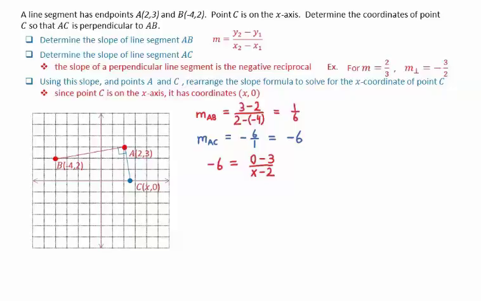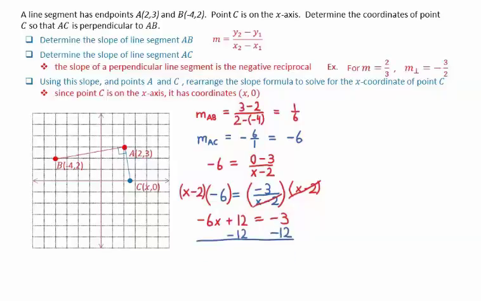To solve for x here, we first must remove the fractions. Let's multiply both sides by x minus 2. Doing this, we end up with -6x plus 12 is equal to -3. Now we have to subtract 12 from both sides. This gives us -6x equals -15.